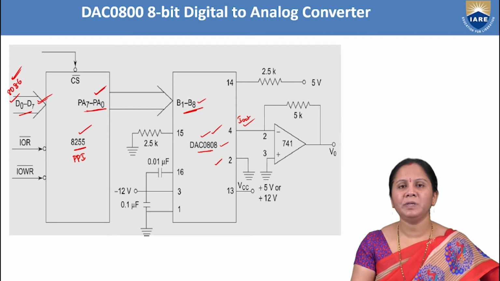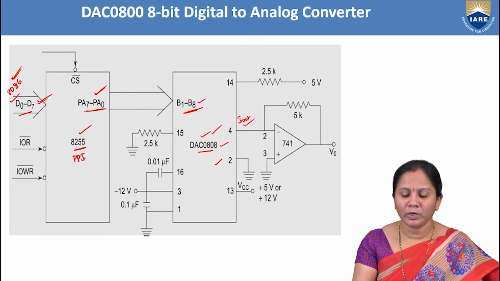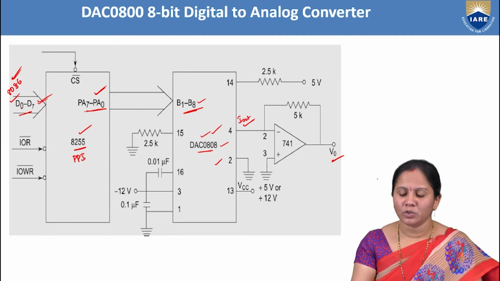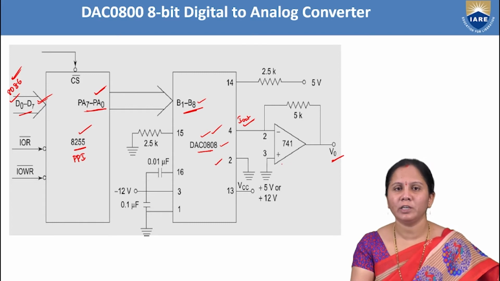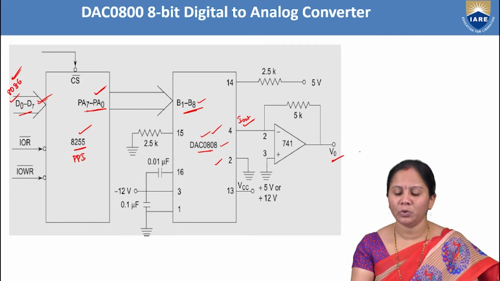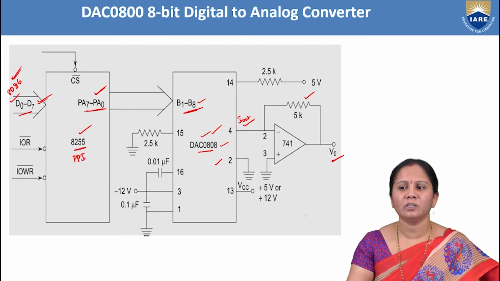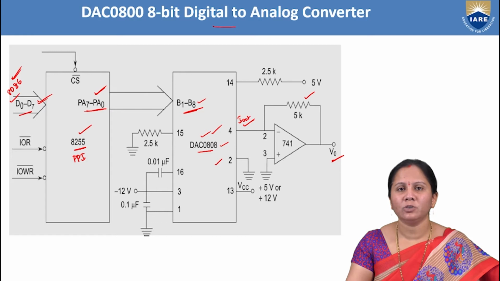Here I out means at the fourth pin, we will get the analog signal only, but it will be in terms of current. It is not possible to measure if the output is in terms of a current waveform, so it has to be converted into V0, V meaning voltage. That is why one op amp 741 IC, an operational amplifier, is used in order to convert this current output into voltage output. And here one feedback resistor is used in order to increase the gain. So this is how we have to interface this 8-bit DAC to the 8086 microprocessor.